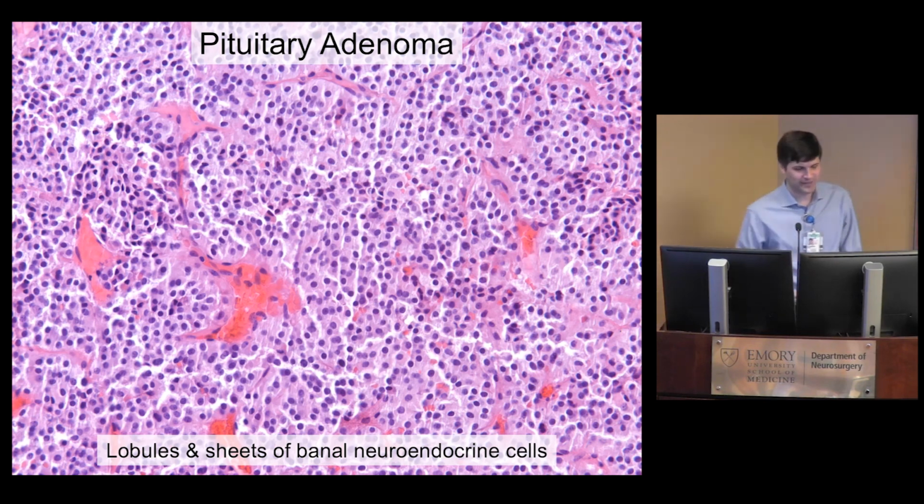So what pituitary adenomas look like, you see lobules and sheets of banal neuroendocrine cells. So they have that, again, salt and pepper chromatin, and a granular tumor cell cytoplasm.